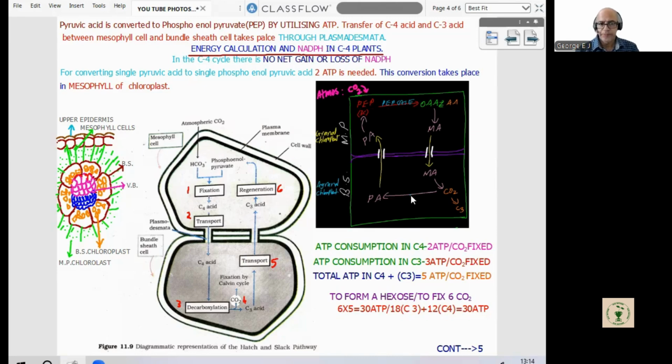And in the bundle sheath cell, now that we have reached here from the mesophyll, the 4-carbon acid will release carbon dioxide. Here carbon dioxide will be released, and that will proceed to the C3 cycle. That is how C3 takes place here. After releasing carbon dioxide, the 4-carbon acid becomes a 3-carbon chemical, so another acid will be formed. The released carbon dioxide will enter the C3 pathway. I think up to that it is clear.